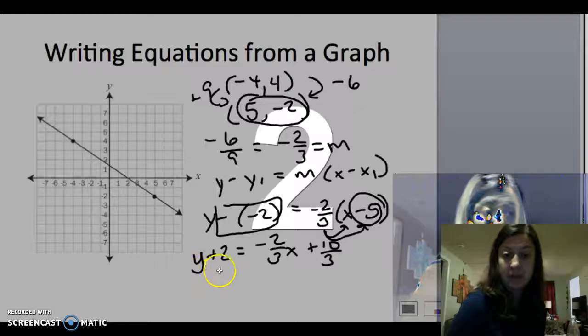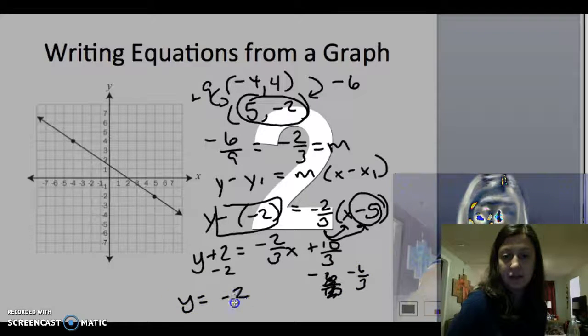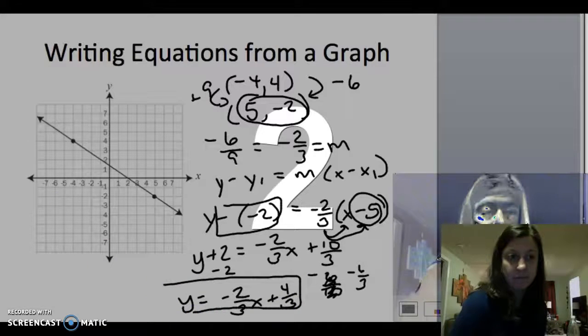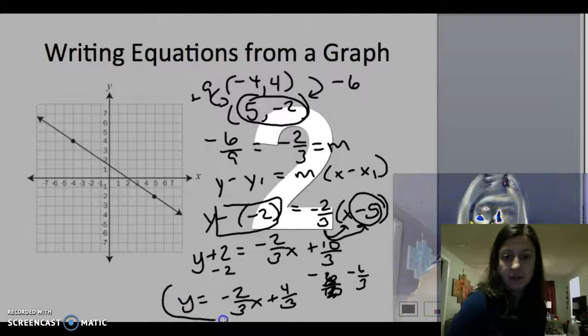Subtract 2. Really here I'm subtracting 6/3, I'm sorry, 6/3. So it's y equals negative 2/3 x plus 4/3. That's our slope-intercept form. Messy. Here's our slope-intercept form.